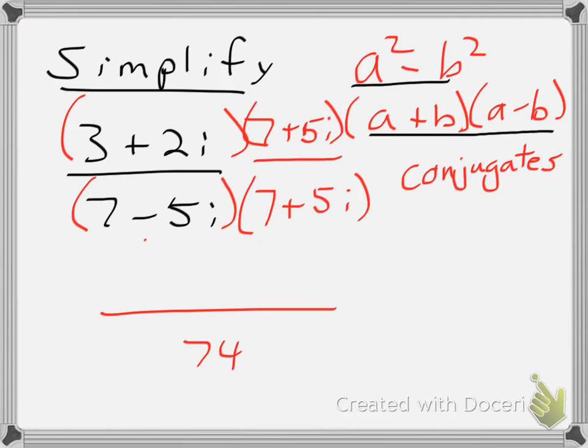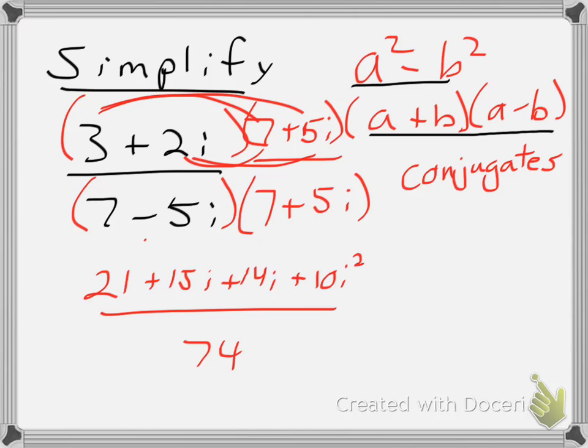Now my numerator, for 99% of the problems, no such simplification shortcut will exist. So I'll FOIL it all out. Let's say 3 times 7 gives me 21. 5i gives me plus 15i. 2 times 7 gives me plus 14i. And then 5 gives me plus 10i squared.